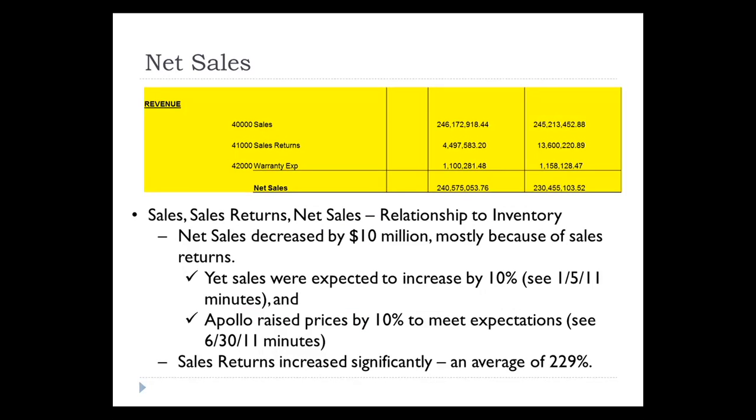So then again, net sales, I highlighted the whole thing, right? So here we see that sales actually decreased slightly, but more or less it's pretty stagnant, as I pointed out before. What we see though is net sales has gone down by about $10 million. Net sales returns and allowances went from 4.4 million, 4.5 million to 13.6 million. That's huge, right?